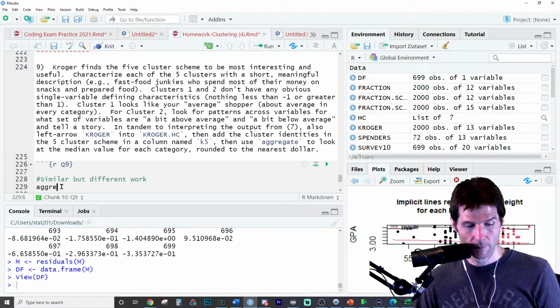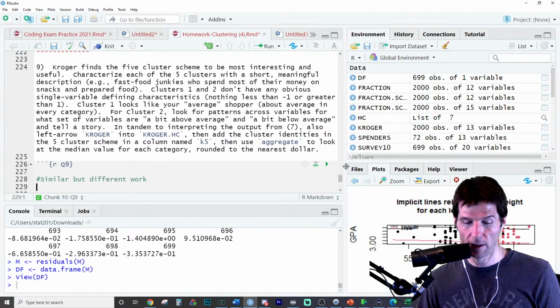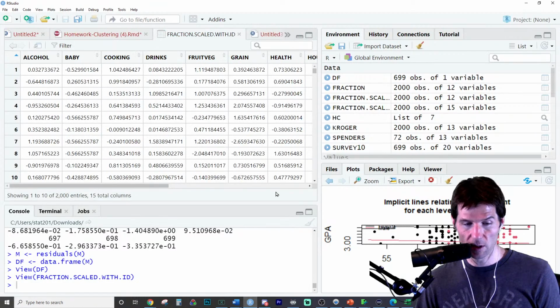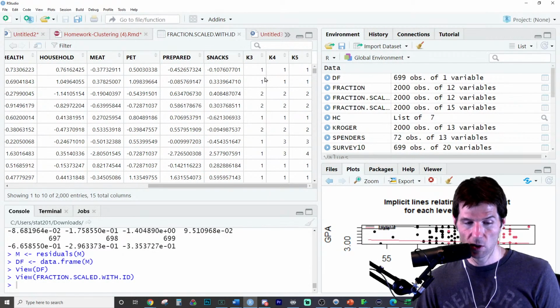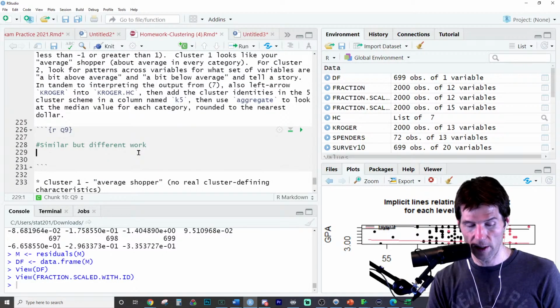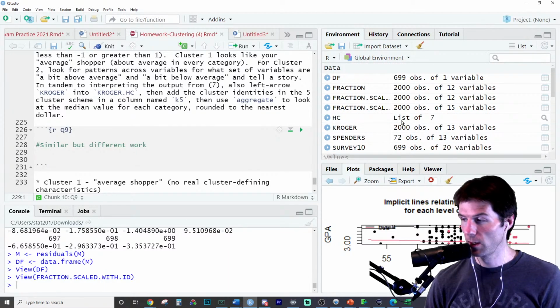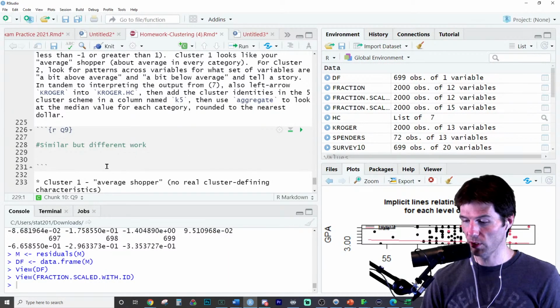Okay, so we need to go right here. We already have a cluster scheme going, and our cluster scheme was in the cluster scaled with IDs. So we already have these cluster IDs right here. The cluster scaled with IDs are in, I called it K3. So you need to make sure you have your cluster.